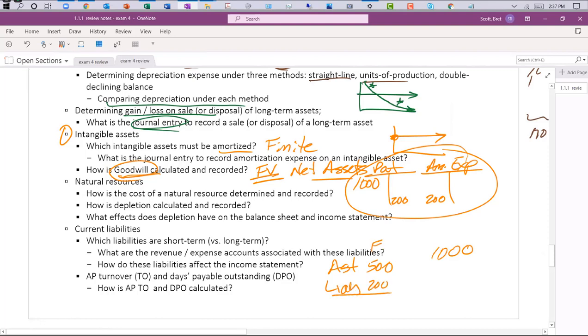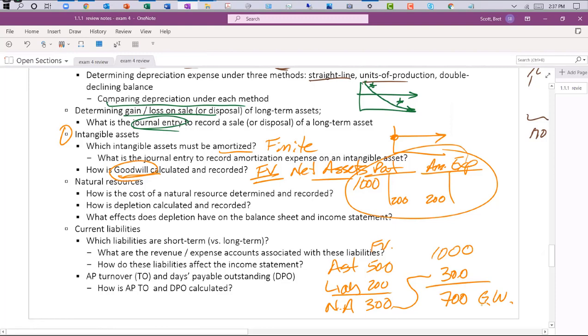At fair value, not cost. Then the net assets of the company are 300. So why am I paying $1,000 when the net value of the company is only 300? That's because I want there to be goodwill between me and the existing shareholders.